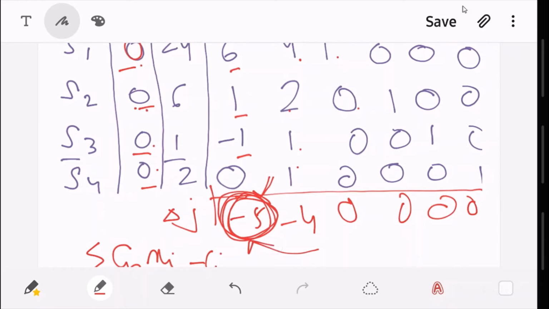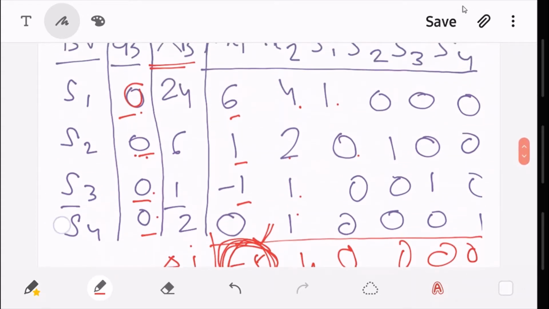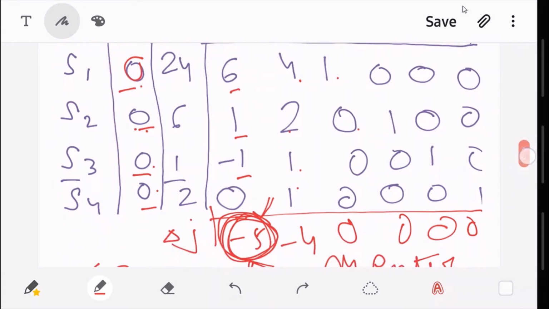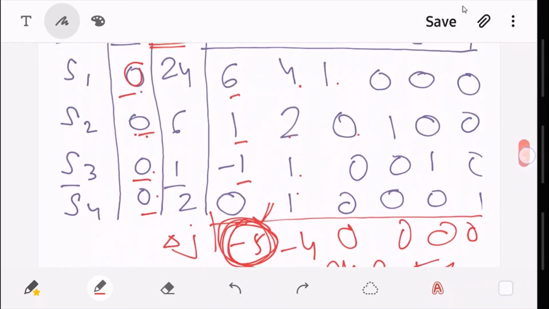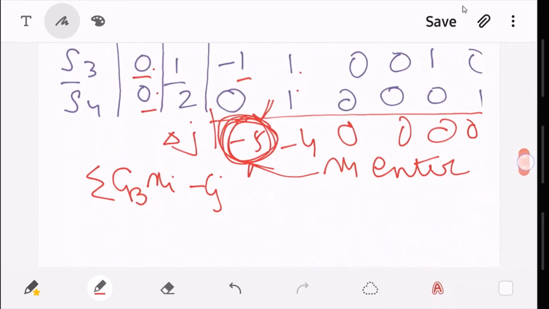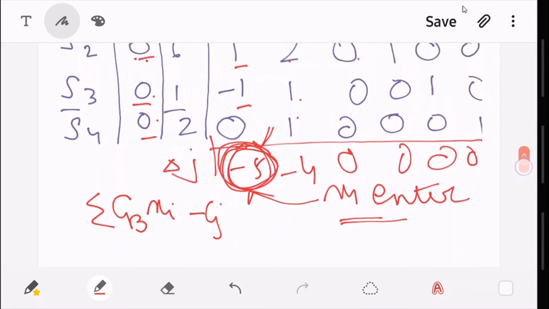So here x1 will be called the entering variable. This will enter the basis. This basic variable stage is called the basis. So how to find the minimum ratio? Minimum ratio is xb by the values of the entering variable column.